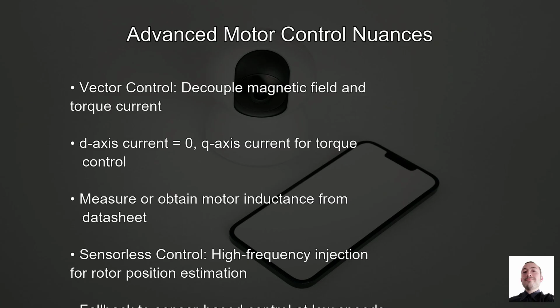Another optimization is using sensorless control algorithms. These algorithms estimate the rotor position without physical sensors, reducing cost and complexity. The trick is to use high-frequency injection methods to detect changes in the motor's inductance, which vary with rotor position. Be aware, though, that sensorless control can be less accurate at low speeds, so consider using a low-speed sensor-based fallback.